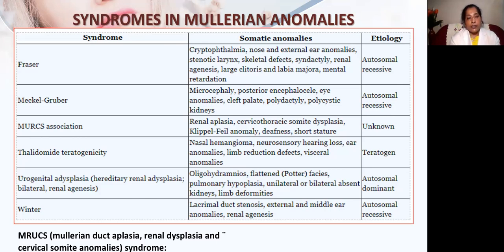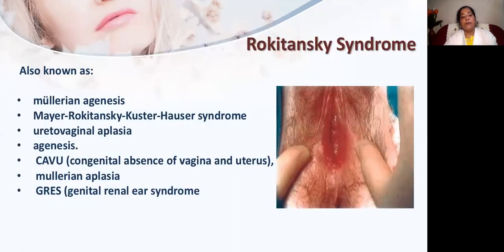There's a condition known as urogenital dysplasia. Coming to a common condition, Rokitansky syndrome. This is also known as Mullerian agenesis, Mayer-Rokitansky-Kuster-Hauser syndrome, after the scientists who had identified it. It is also called uterovaginal aplasia or agenesis, congenital absence of vagina and uterus, which is self-explanatory, Mullerian aplasia, and genital renal ear syndrome. These are all synonyms for Rokitansky syndrome.